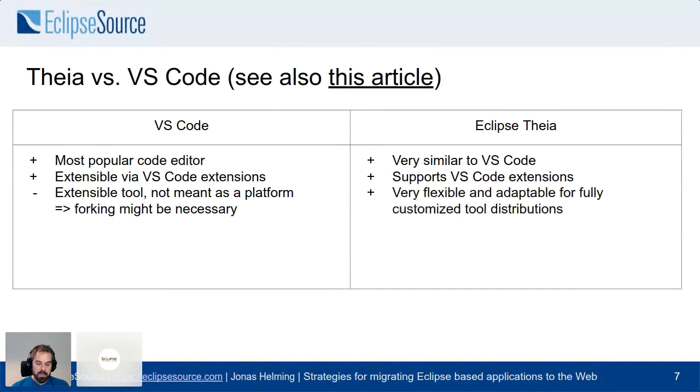Now, Theia is explicitly, and that's the main difference, meant as a platform. So Theia, or Eclipse Theia, is actually not a tool. It is a platform to build tools. And consequently, it's very flexible and adaptable. So you can, without forking, customize almost everything in Theia to build custom tool distributions.